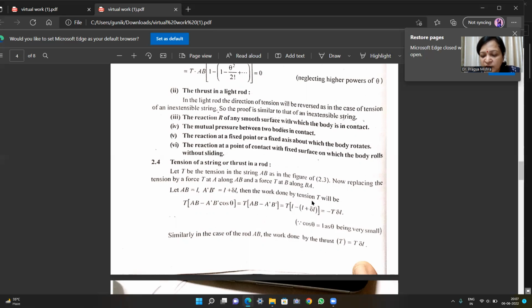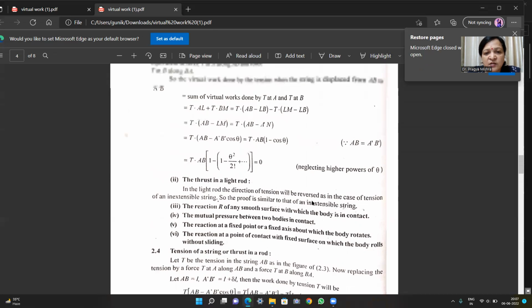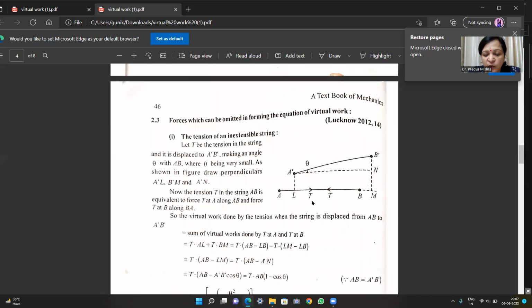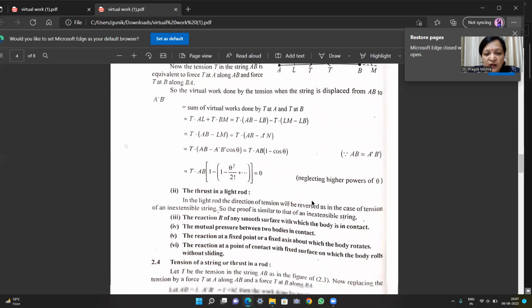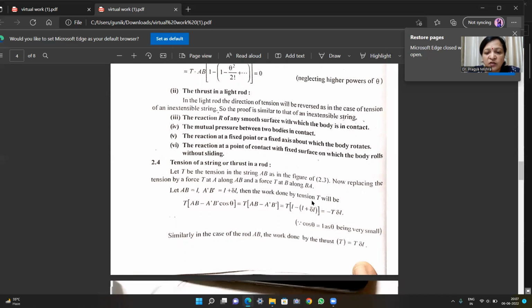इसके पहले जो भी स्ट्रिंग थी, that was an inextensible string, यानी उसमें लेंथ पे कोई भी प्रभाव नहीं पड़ रहा था, प्रेशर या फोर्स अप्लाई करने पर भी स्ट्रिंग में कोई भी खिंचाव नहीं आ रहा था. But in this case there is a small change in length of the string. इस वजह से यहाँ पे AB, if AB is L, then A dash B dash will be L plus delta L.